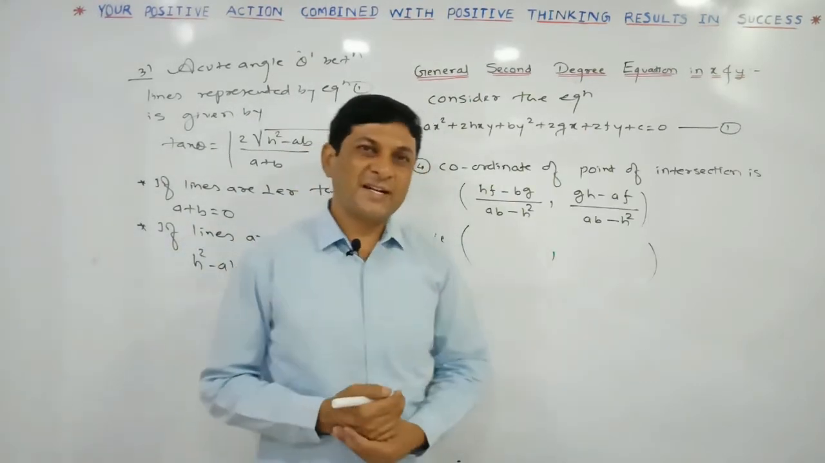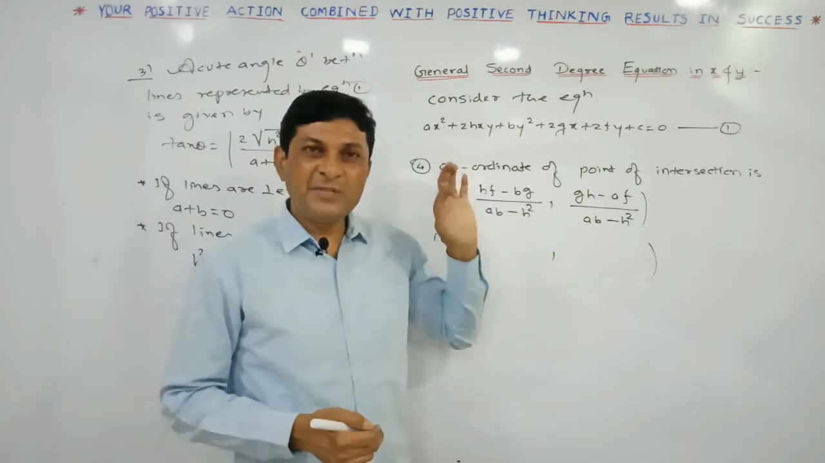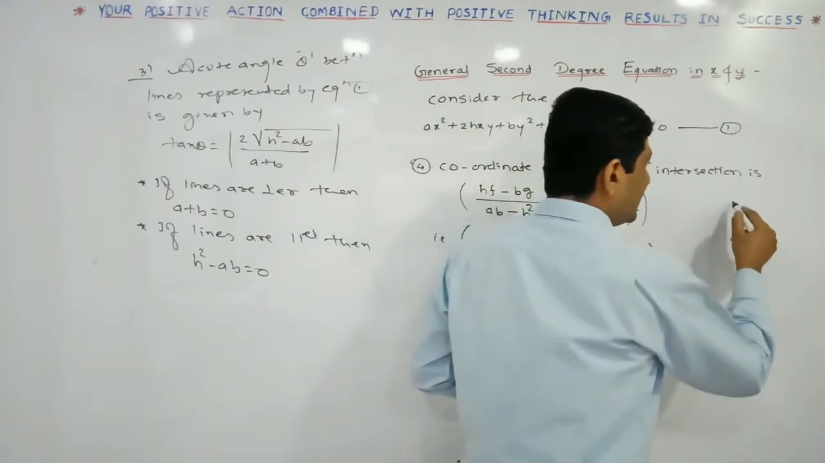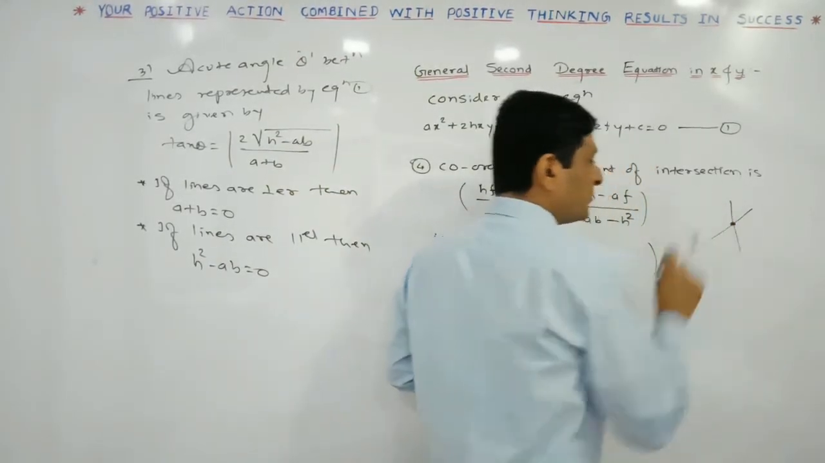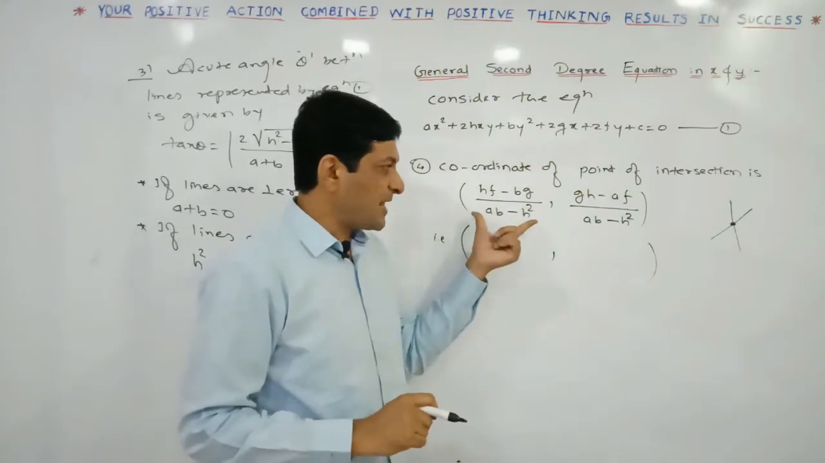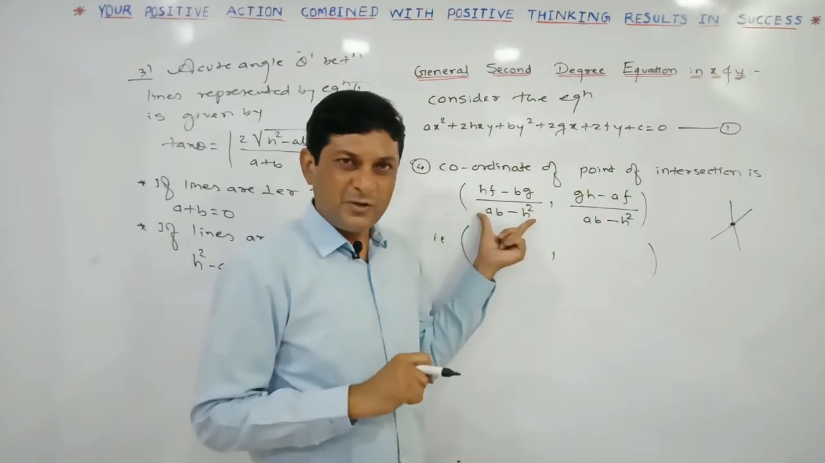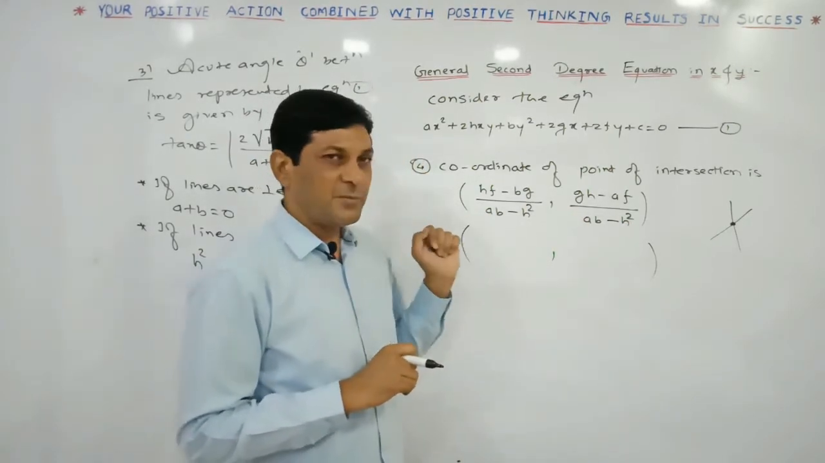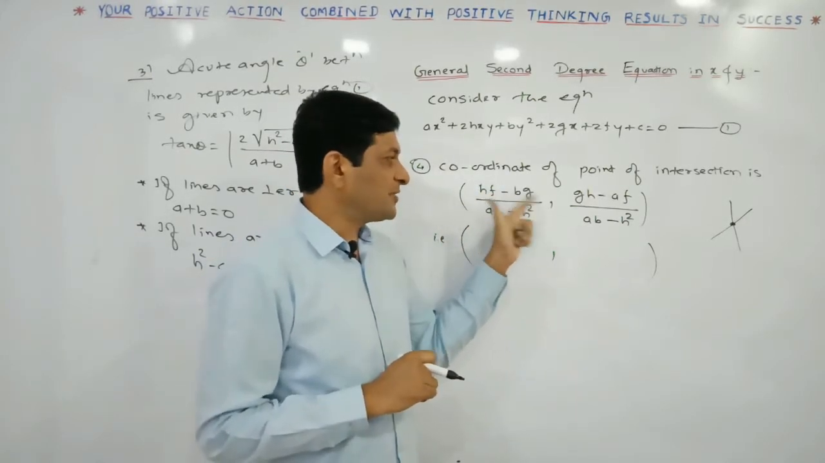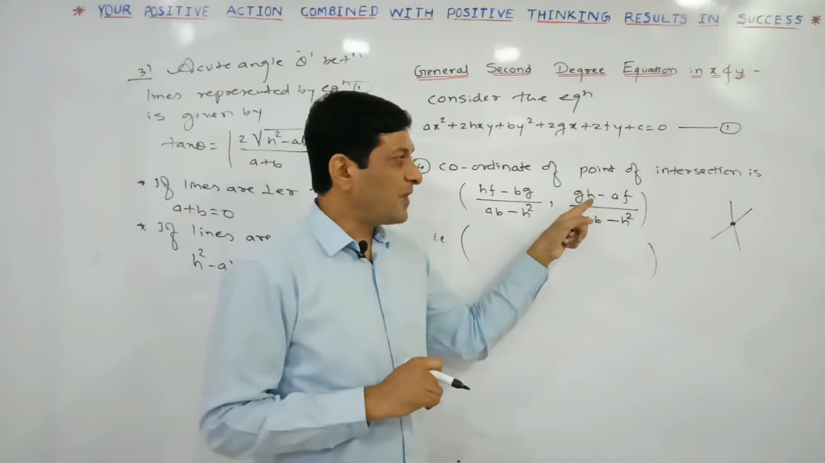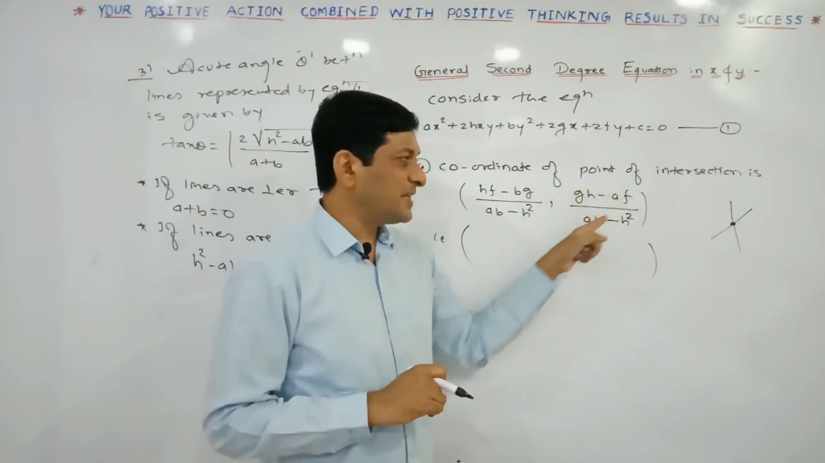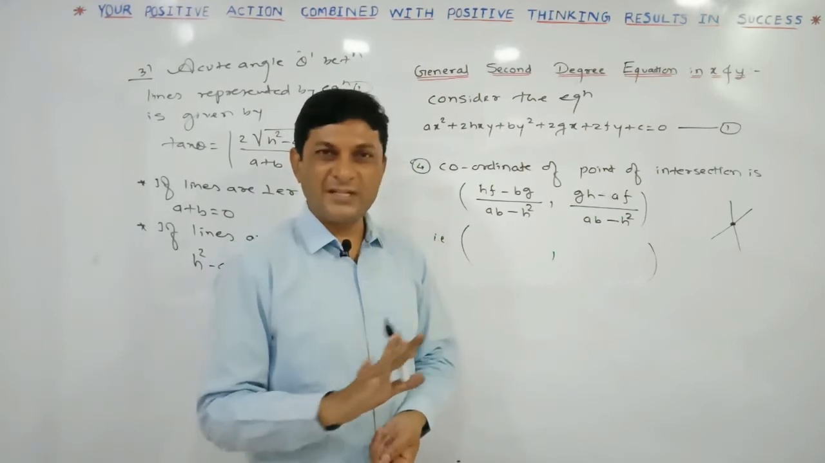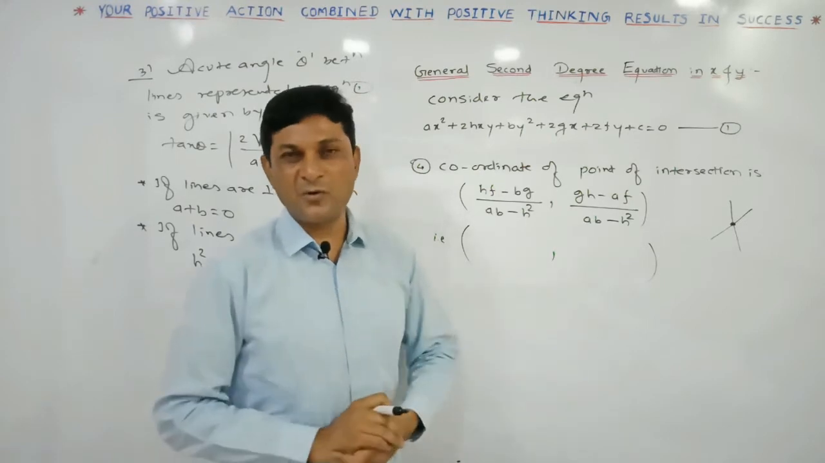Now see the fourth important result related to the general equation. If this general equation represents a pair of straight lines, and if these two lines are intersecting, then the coordinates of the point of intersection can be found by applying this formula. This formula is applicable to find the x coordinate, and this formula to find the y coordinate. The x coordinate is hf minus bg upon ab minus h square, and the y coordinate is gh minus af upon ab minus h square. I have already told you that the proof of this result is not in our syllabus. We just apply this result to solve the examples.